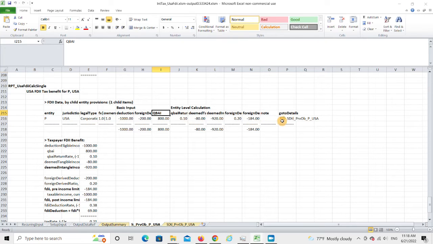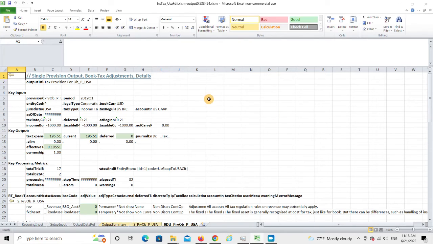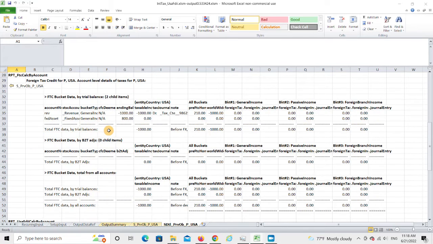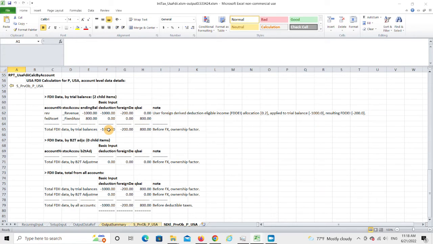So we go into detail just to see how those numbers were obtained from the account balances. We go to the detail sheet for P. Okay, so we go down to the FDII related calculation by account. In that section, from the trial balance, we see the revenue contributes to deduction eligible income, and it contributes to foreign derived deduction eligible income, 200, right? We tell it the tax percent, and in fact, the engine tells us here the user foreign derived number allocation is 0.2 on our balance, so therefore we got a 200 over there.